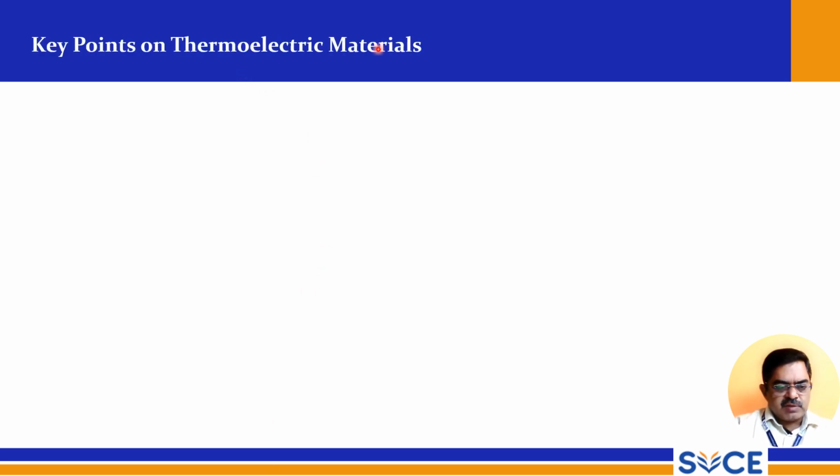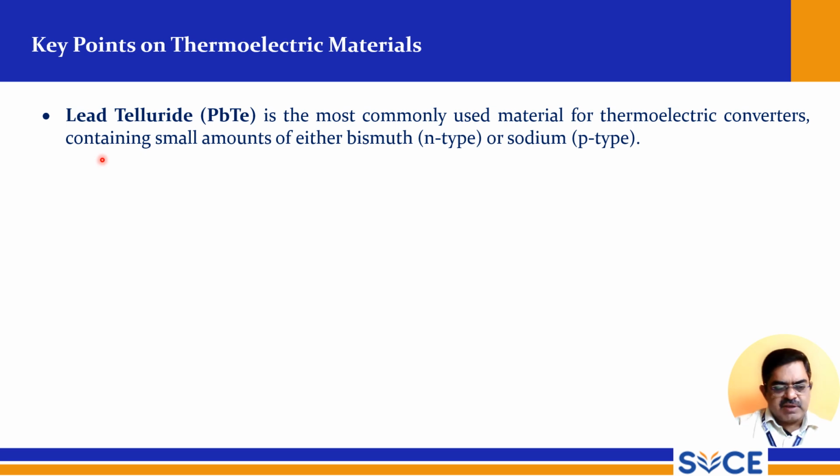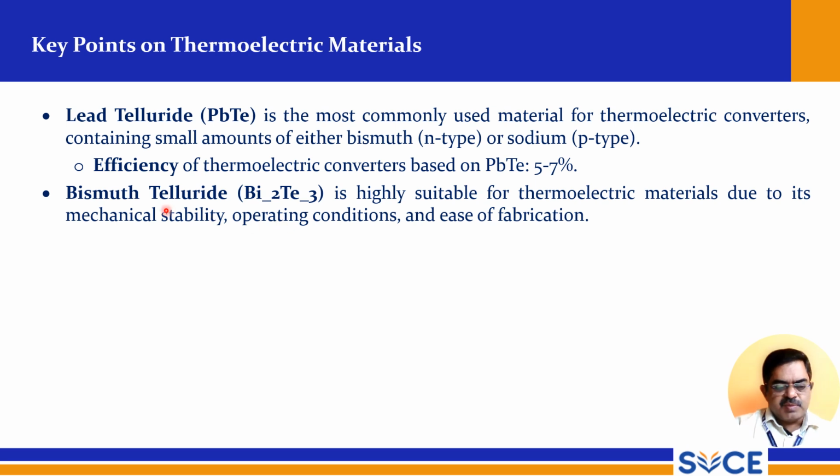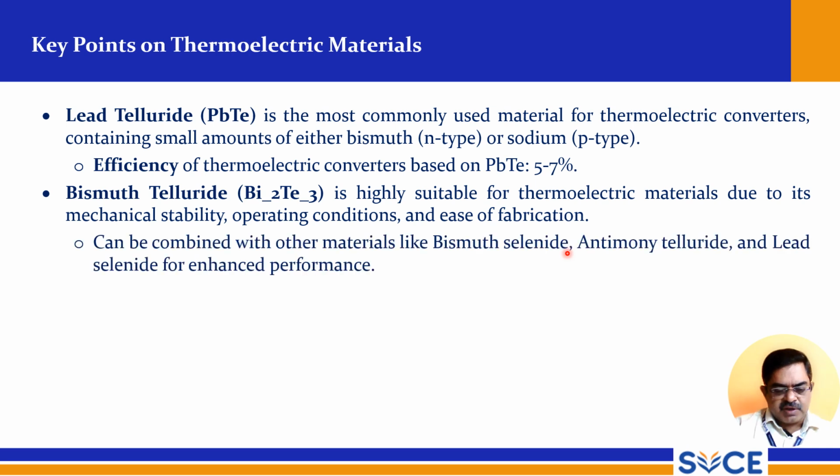So key points on thermoelectric materials. PbTe, that is lead telluride, is the most commonly used material for thermoelectric converters, containing small amounts of either bismuth (n-type) or sodium (p-type). The efficiency of thermoelectric converters based on PbTe is 5 to 7%. Bismuth telluride, Bi2Te3, is highly suitable for thermoelectric materials due to its mechanical stability, operating conditions and ease of fabrication. It can be combined with other materials like bismuth selenide, antimony telluride and lead selenide for enhanced performance.